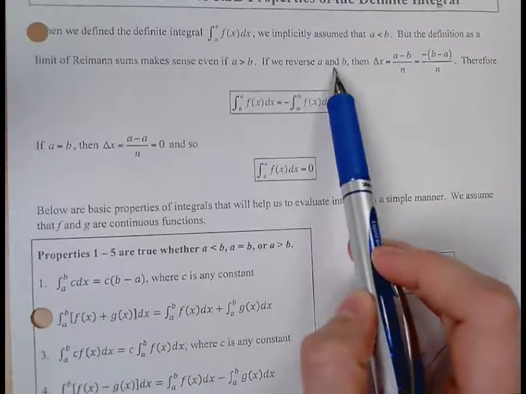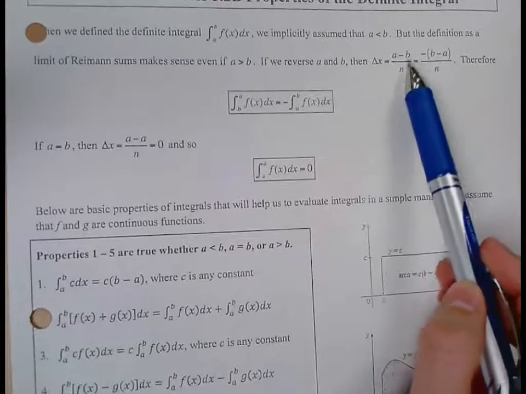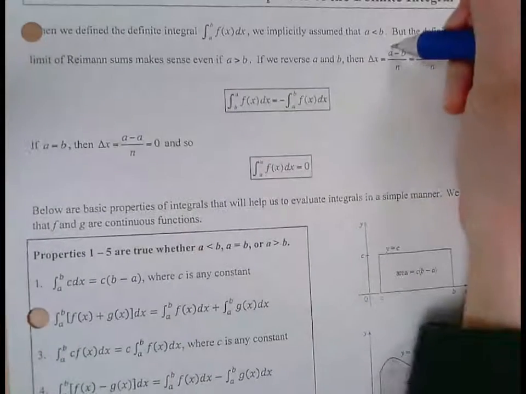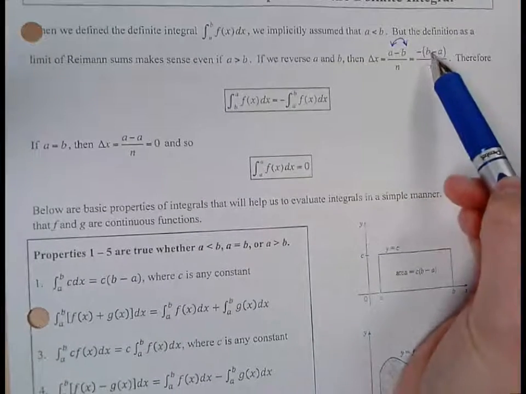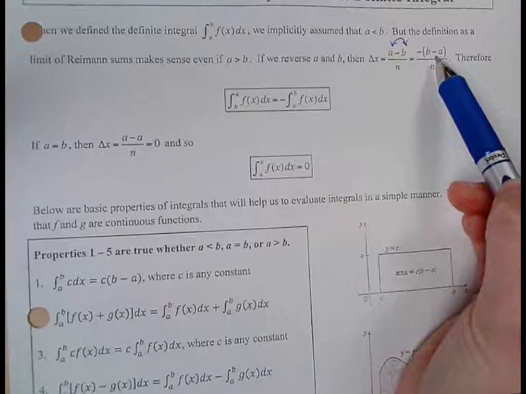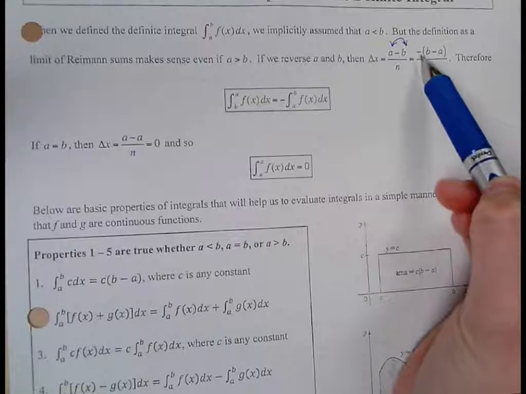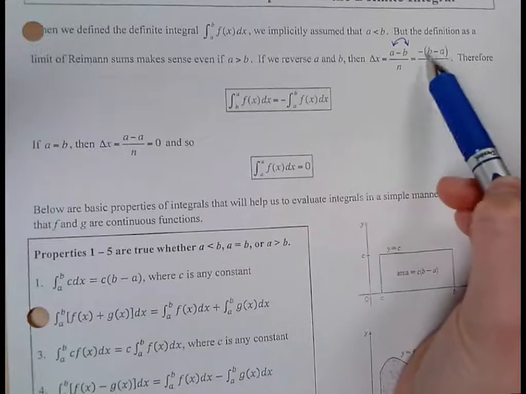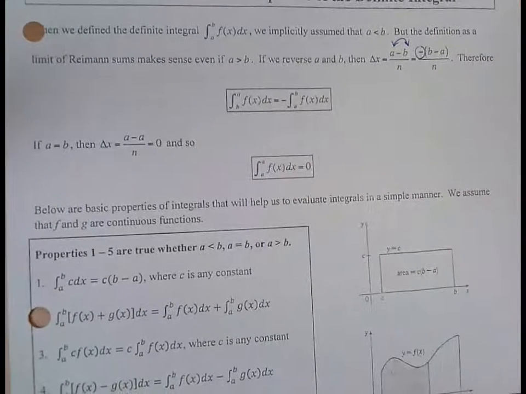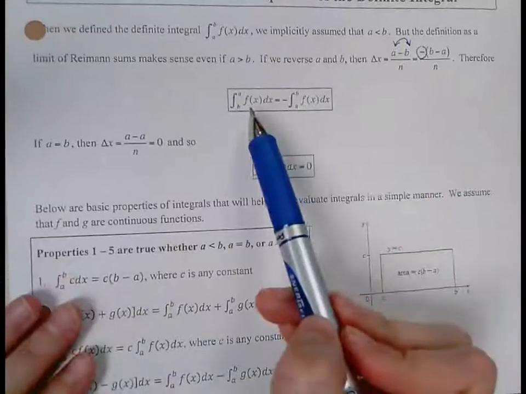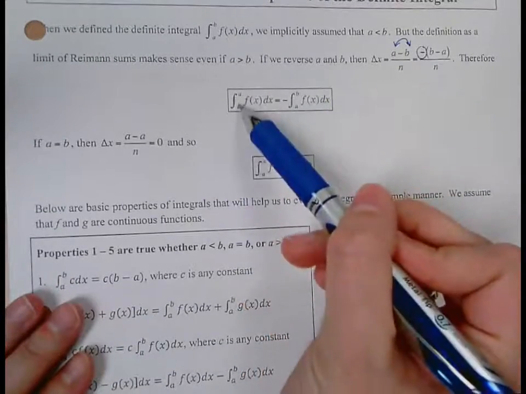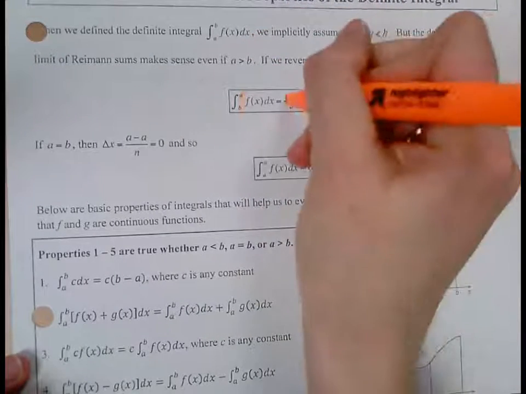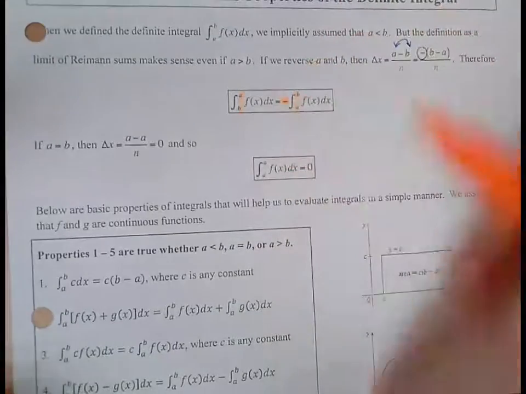So if we reverse a and b, then this was the original formula for calculating delta x. If a and b are now switched, that means it is really the opposite of what it was before. So a minus b is the opposite of b minus a. It would be as if you're factoring a -1 out of the top. So because of that negative that's now in delta x, if you have the integral from b to a instead of from a to b, it equals the opposite of the integral from a to b.